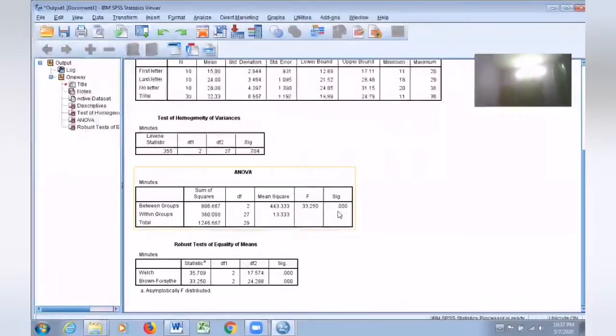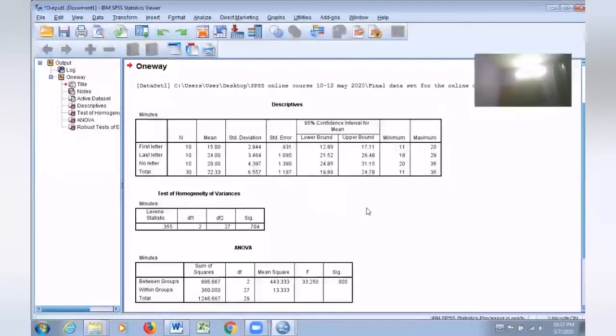So there is a difference among the groups. Thus, ANOVA tells that there is a difference among the groups. But this ANOVA table, this ANOVA result will not tell you whether the difference is between first letter group and last letter group, or last letter and no letter group, or first letter and no letter group. So we don't know which pair has caused this difference.